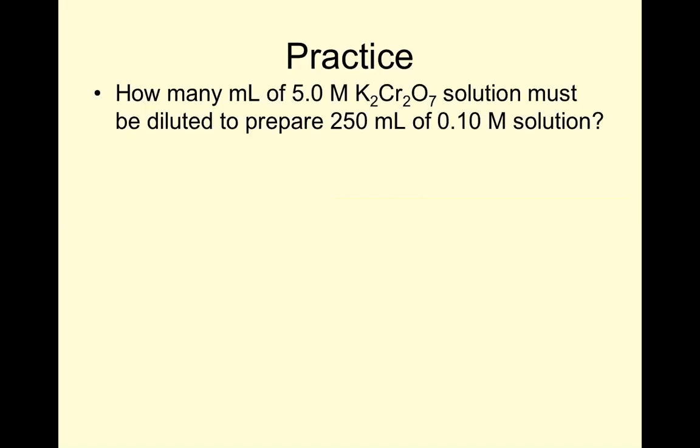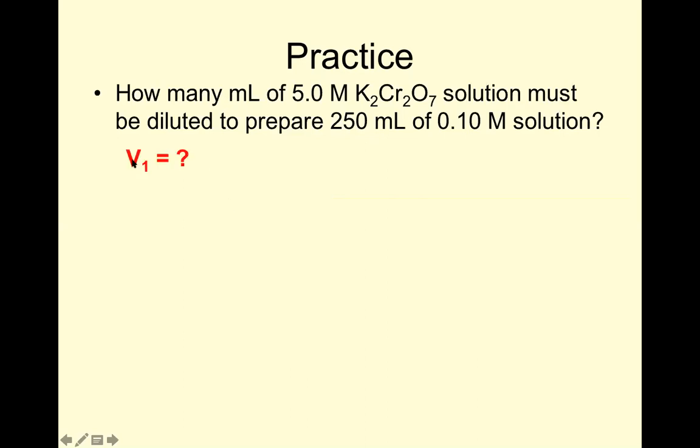All right, so let's look at some more examples of dilution problems. So, how many milliliters of 5 molar potassium dichromate solution must be diluted to prepare 250 milliliters of 0.10 molar solution? So looking at this, I know my starting concentration, I know my ending volume, and I know my ending concentration. That means that I'm looking for my starting volume.